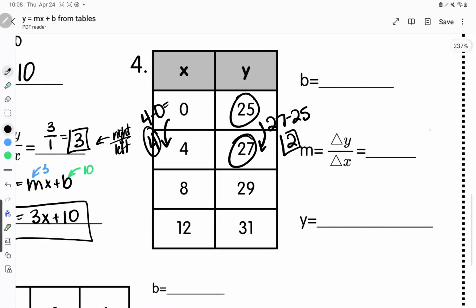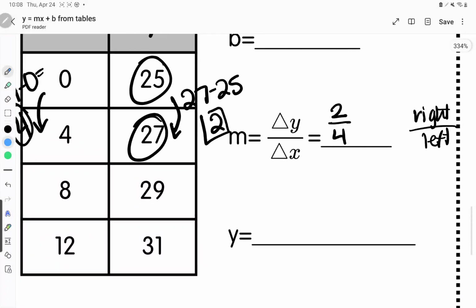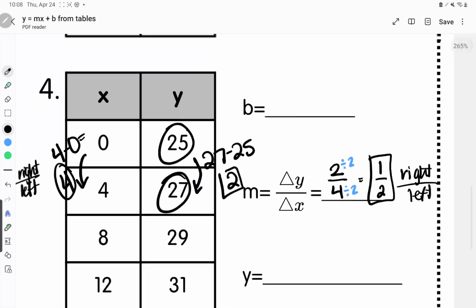M is what side over what side? Right over left. On that right side, I have 2. On the left side, I have 4. Now, 2 and 4 can both be simplified. What can it be simplified by? 2. So I divide both by 2, and 2 divided by 2 gives me 1, and 4 divided by 2 gives me 2, so my m is 1/2.